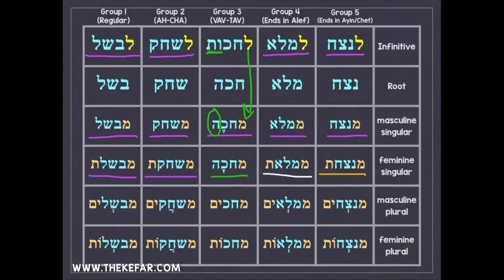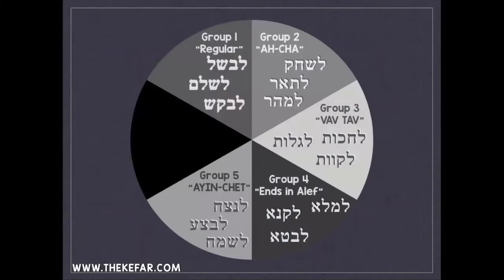And then the masculine plural is pretty much the same almost with all of the groups. Mevashlim, mechakim, memalim, menatzchim. We see the difference here with the acha verbs. Those are the ones where the middle letter is aleph, hey, chet, or ayin, where there's an additional vowel sound, that additional a sound. And it's the same thing with the feminine plural. So menatzchot, memalot, mechakot, mevashlot, and then we have the additional sound with mesachakot. Okay, so again, these are the 5 groups that we've done so far, our regular PL verbs.